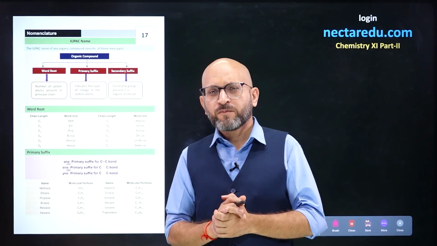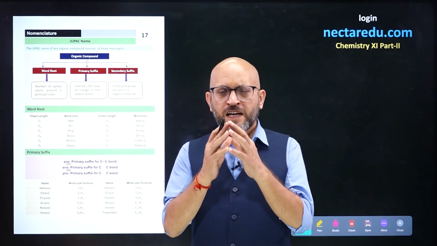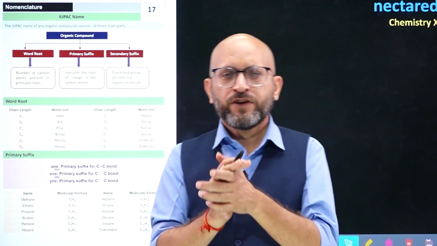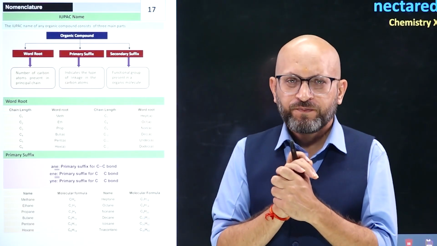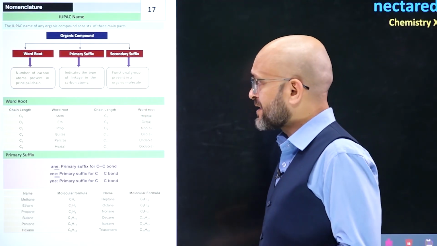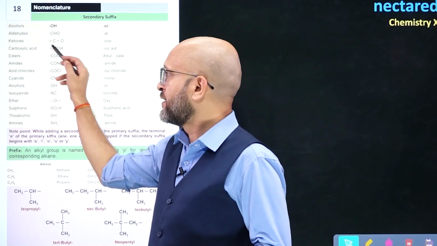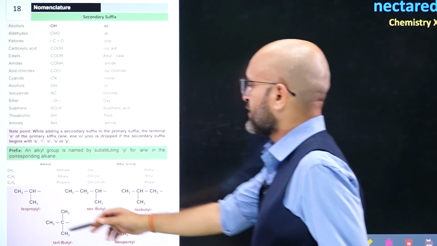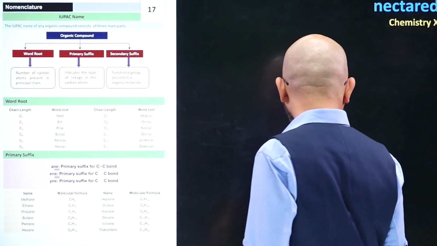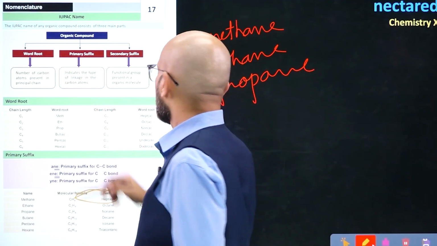IUPAC names of organic compounds mainly consist of several points. If we put them together, we get the complete IUPAC name. Few points we are going to discuss out here. For example, we have the word root, which tells us the number of carbon atoms.